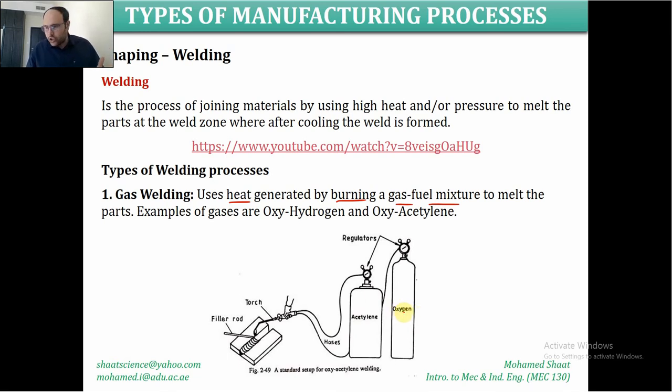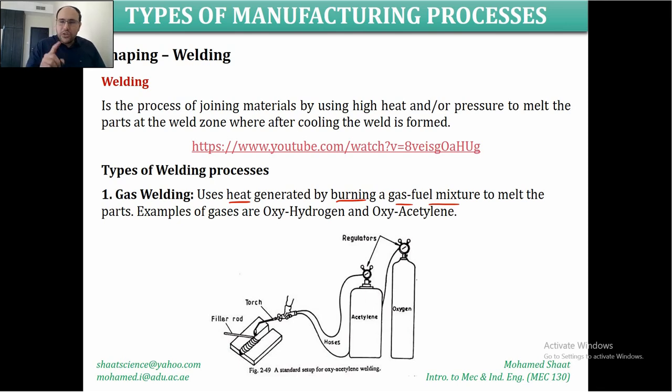We produce a mixture of oxygen and acetylene in order to produce a burn and a fire that generates a certain amount of heat, big enough to melt the two pieces or parts that should be welded. In some cases, we can add a filler, another external rod that fills into the weld bead or the weld zone in order to produce a weld between two pieces or two metals.